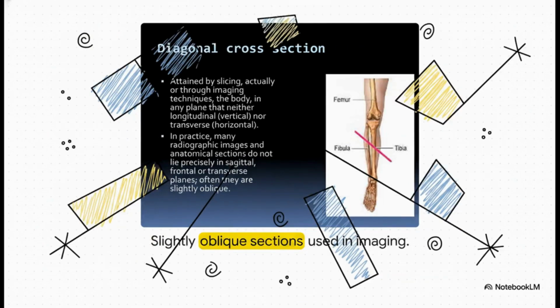But hey, reality is rarely perfect, right? So, a crucial point for all you future clinicians is that real world radiological images don't always line up perfectly with these strict sagittal, frontal, or transverse planes. A lot of times, they are slightly oblique. You get a diagonal cross section anytime you slice the body in a plane that isn't perfectly longitudinal or perfectly horizontal. But understanding the strict grid first, that's what's going to help you make sense of these messy, off angle, oblique slices when you're dealing with real patients.